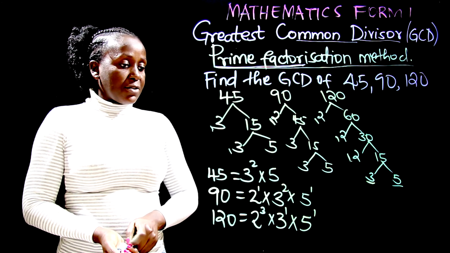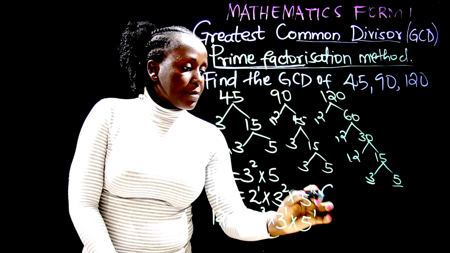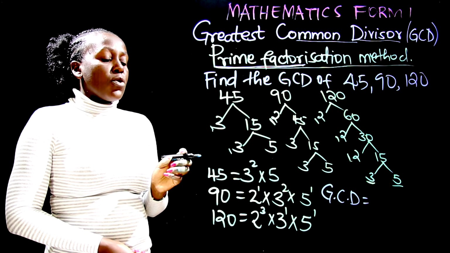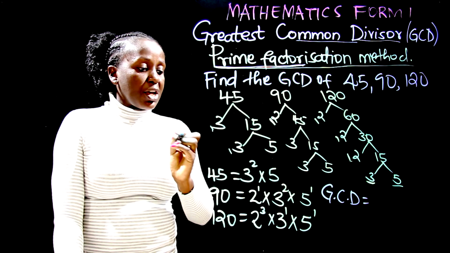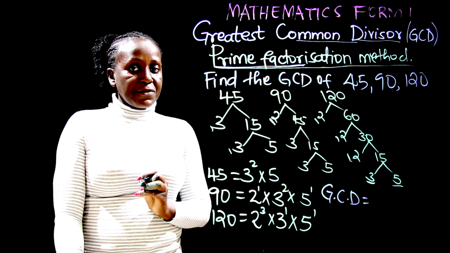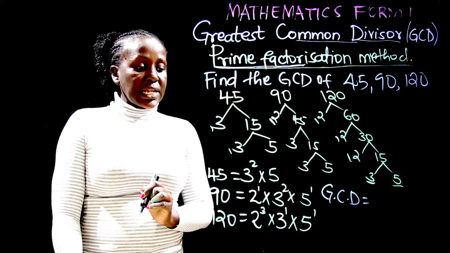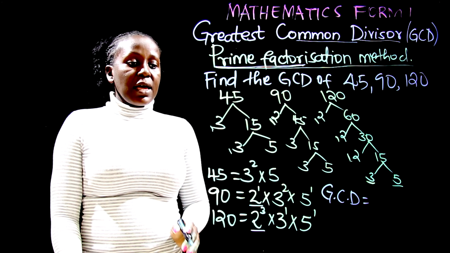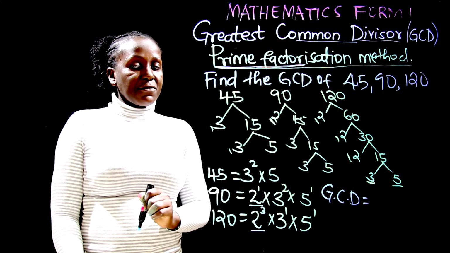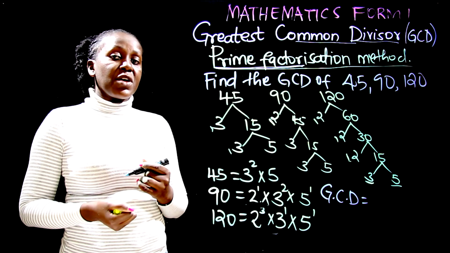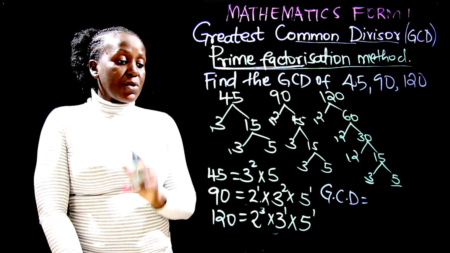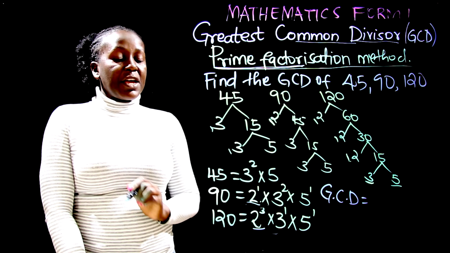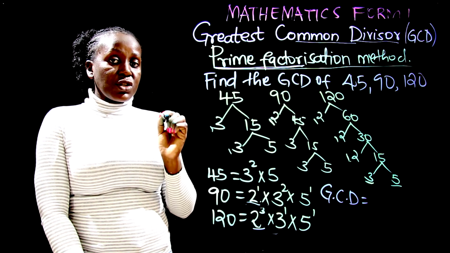Now, how do we get the G.C.D from here? So to get the G.C.D, we identify the common factors, okay? So let's begin with 2. So do we have 2 in 45? No. Do we have 2 in 90? Yes, we have 2 power 1. And then for 120, we have 2 power 3. But since 2 is missing in 45, now to obtain the G.C.D, we check if we have any common factors. So we begin with 2. So 2 appears in 120, it appears in 90, but does not appear in 45. Therefore, 2 is not common.